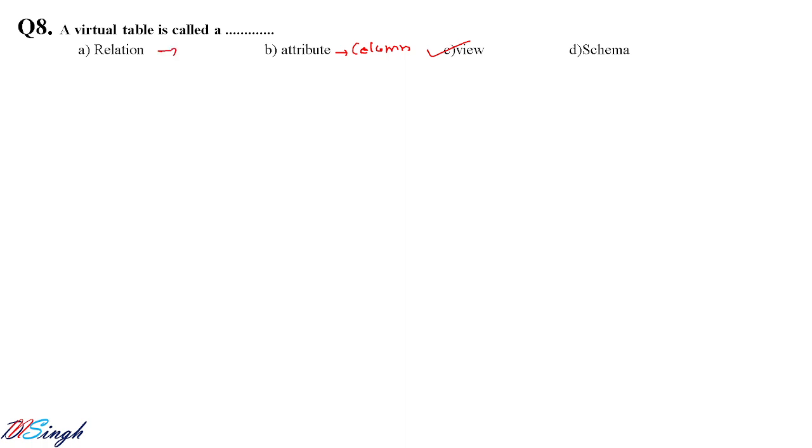Okay, relation is called what? Table. So table and relation are same. Attribute and column and field are same. View is called what? Virtual table. Schema is the overall architecture of the database: how many tables are there and how these tables are related. So that is called what?